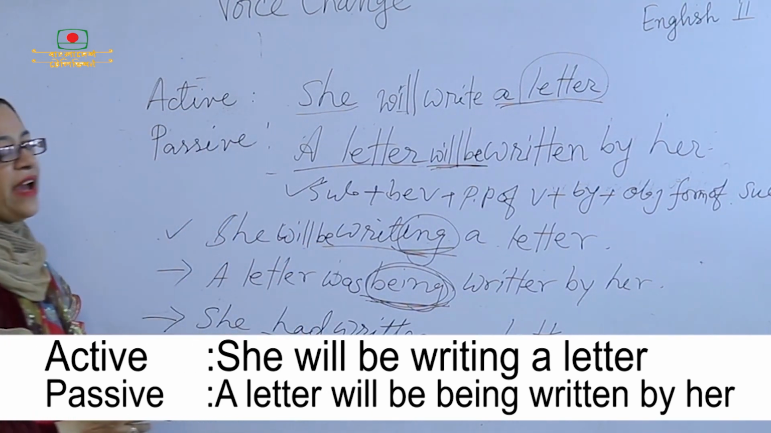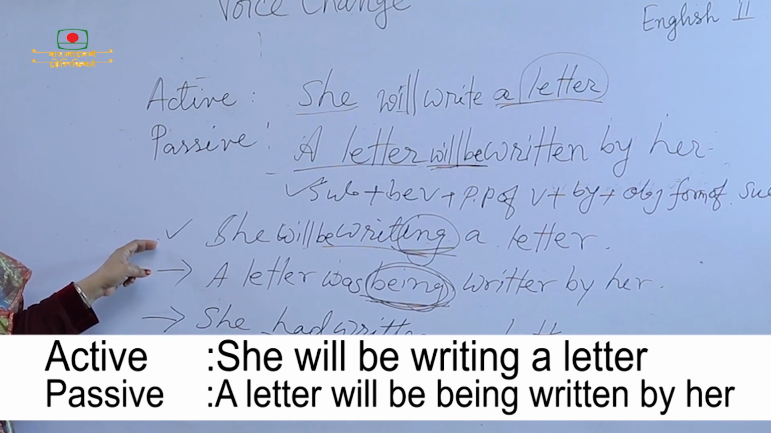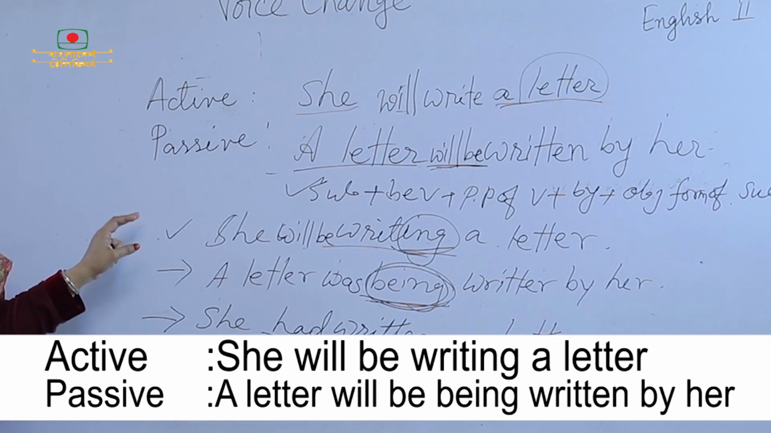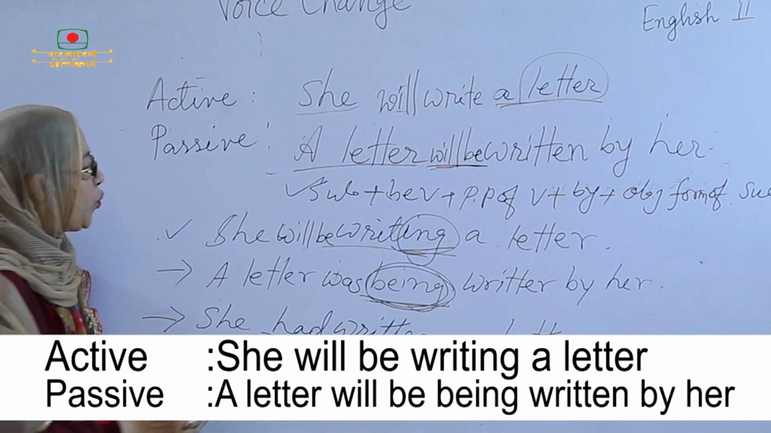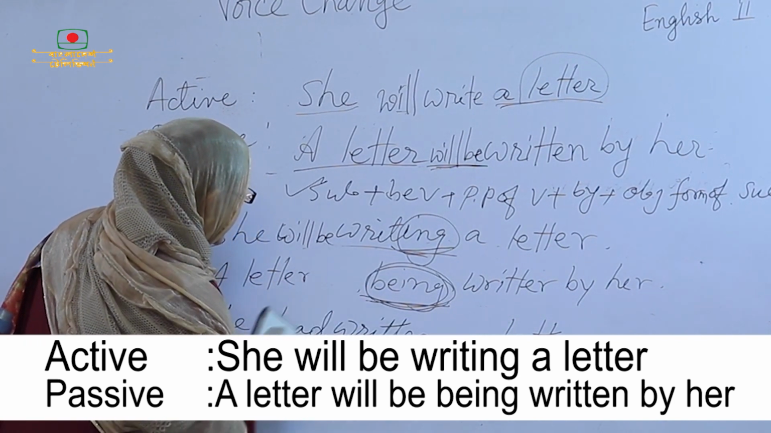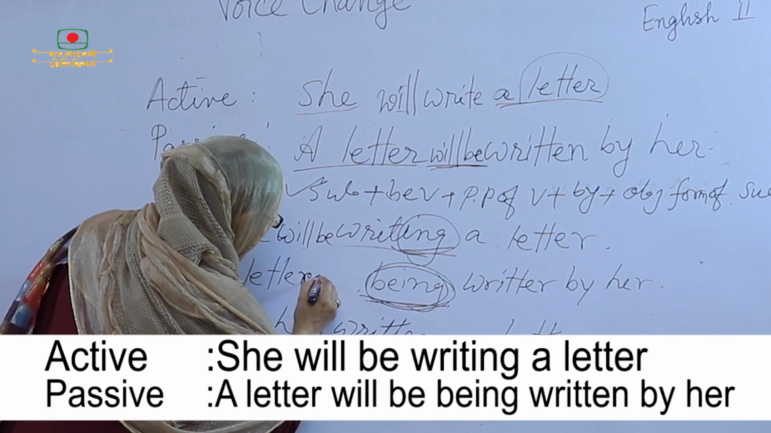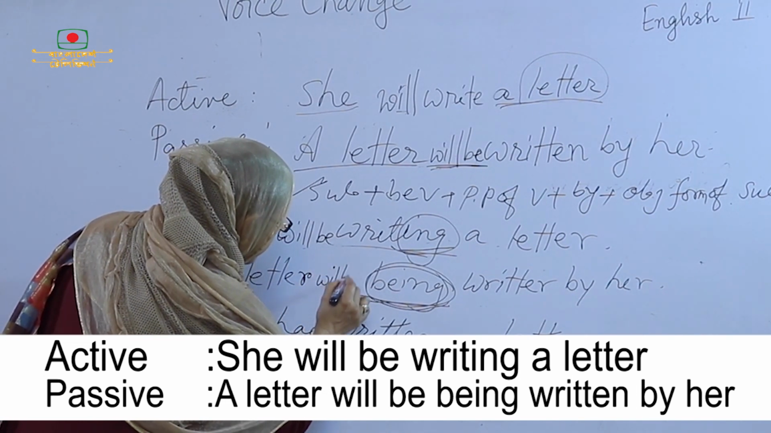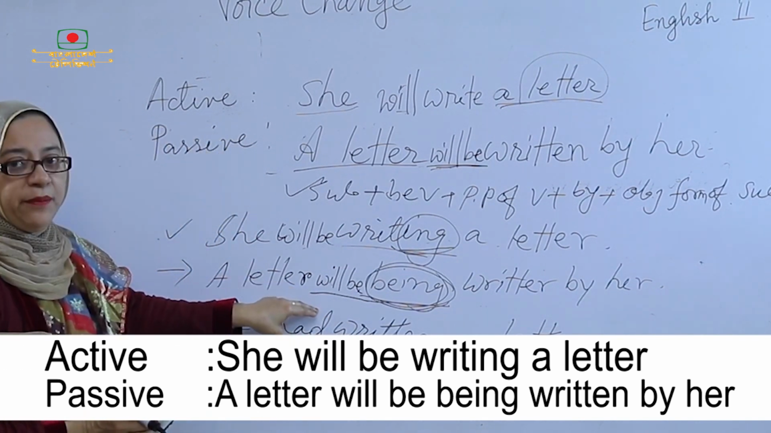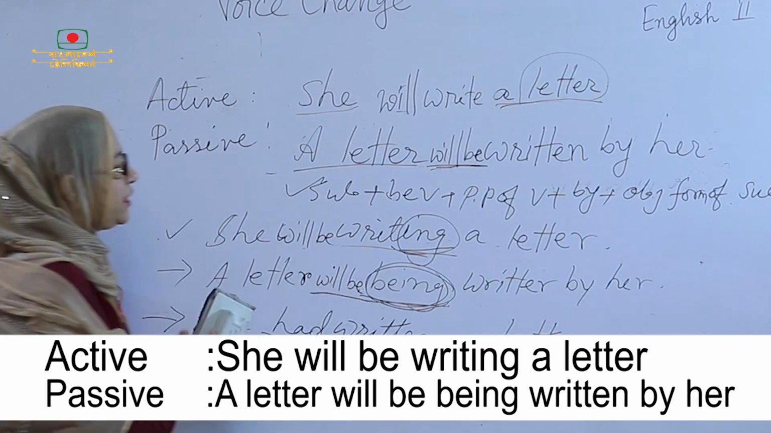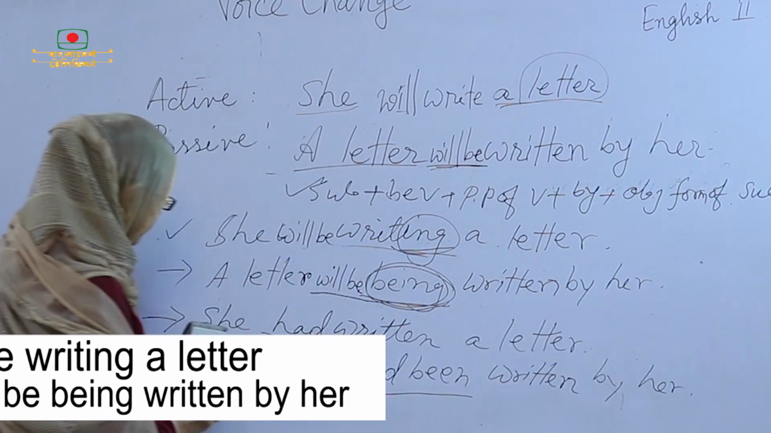She will be writing a letter. This is the future continuous form. So, I turn it into passive. I use a letter will be being. A letter will be being written by her. Only I change here.